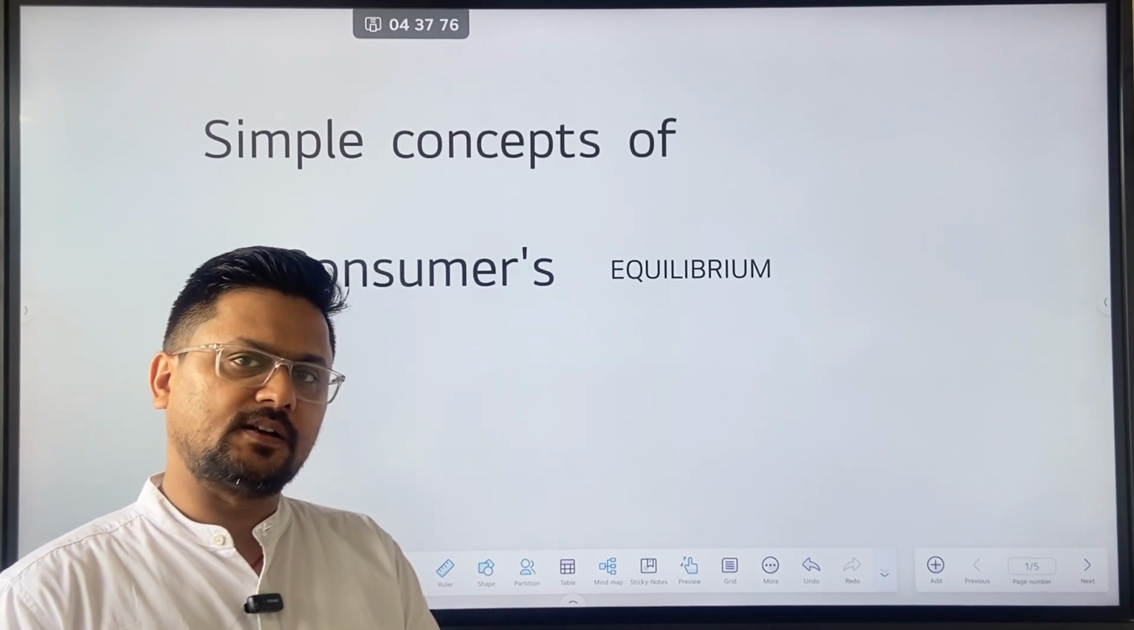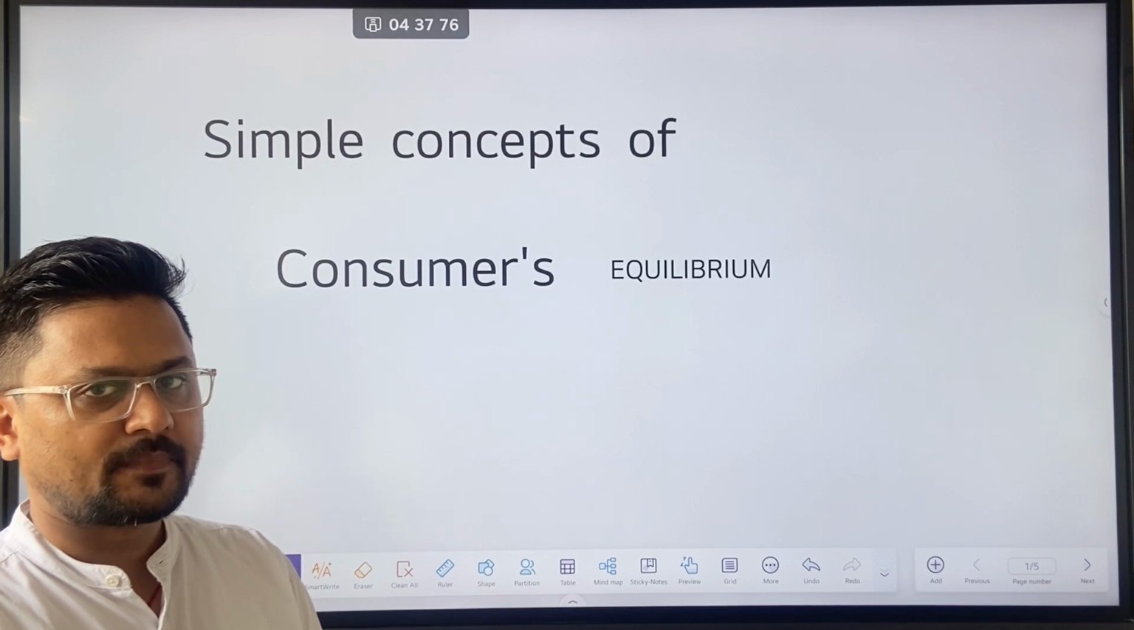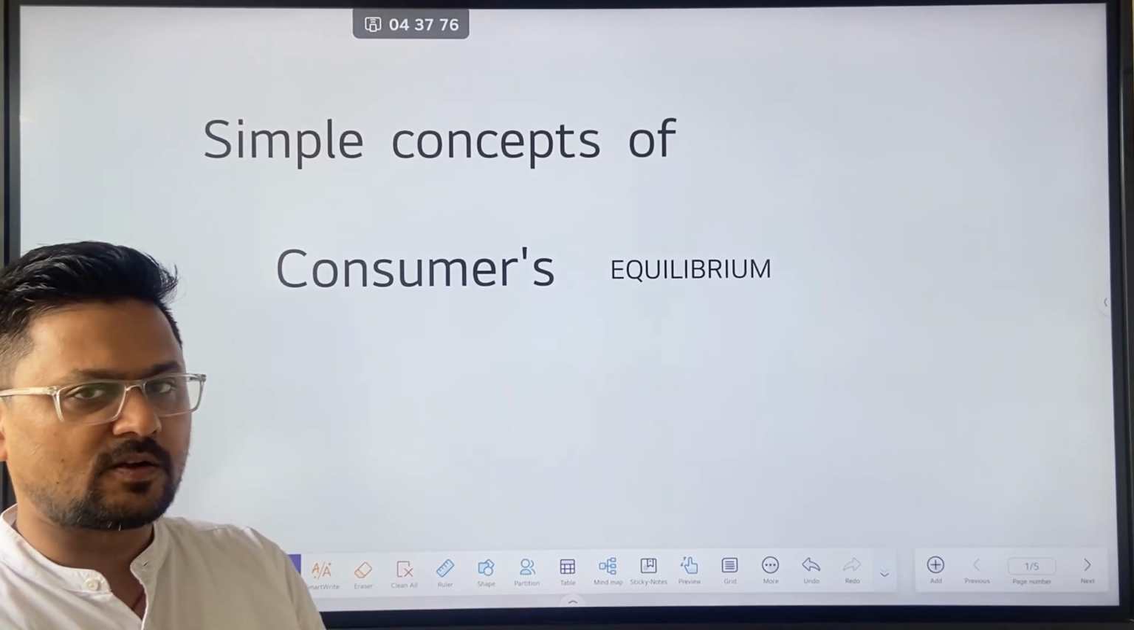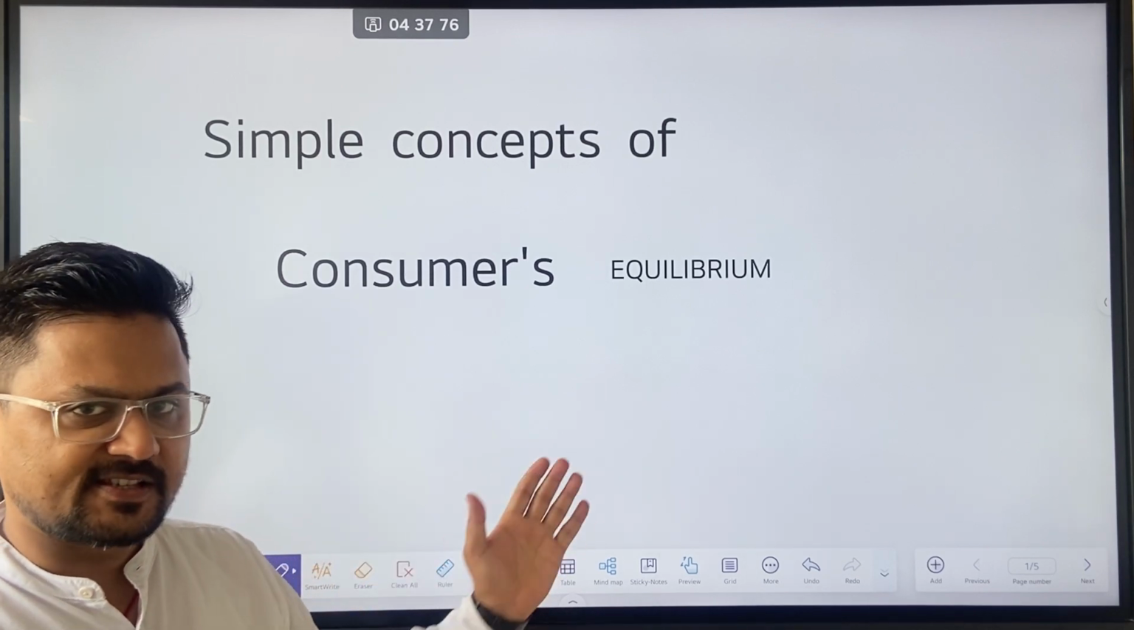So today's topic is from microeconomics, consumer's equilibrium. Now, what is consumer's equilibrium and what are the various concepts? So we are going to discuss that in this topic.